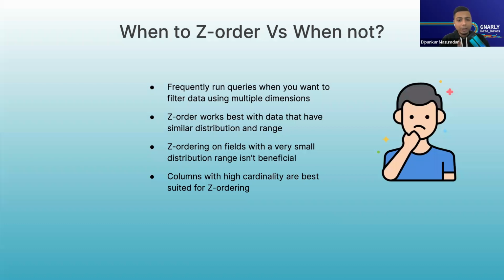Also, the fourth one is columns with higher cardinality, which means a large number of distinct values. Those are really suited for Z-ordering, versus another technique like partitioning, where you might end up with a lot of small files. When you have a lot of distinct values and you use partitioning, you will end up with a lot of small files. So in this particular case, you may need to apply something like Z-ordering.